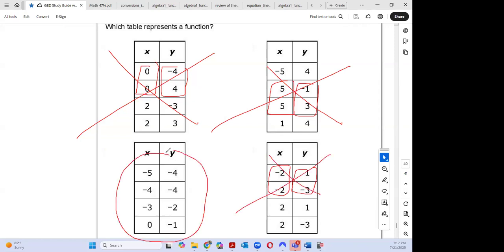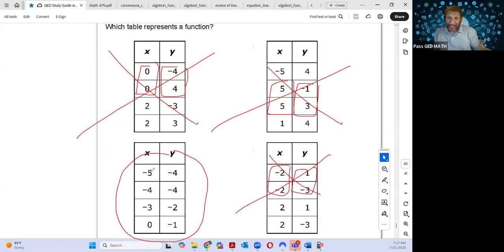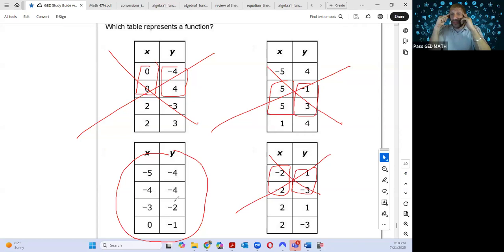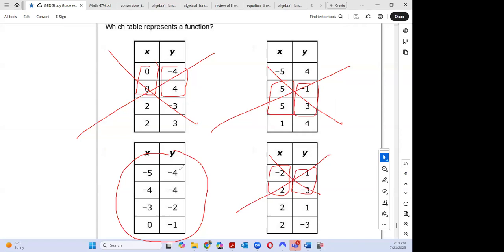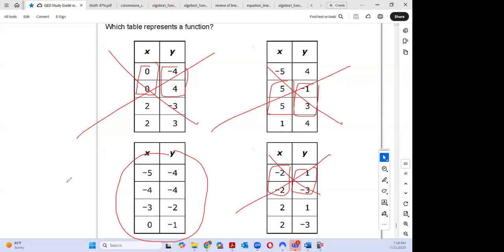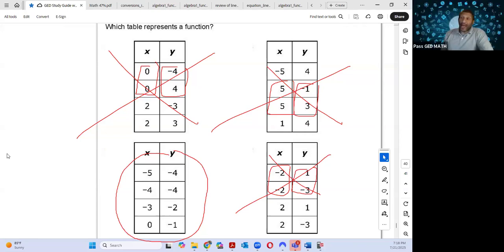This is a function. This is the last one. For every x, when x is minus 5, you only have one y. When x is minus 4, you only have one y. When x is minus 3, you only have one. But people that try to remember this, they say, oh, you can't see a repeat. Oh, I see a repeat, negative 4. No, what can't repeat is your x's. For every x, there's only one y. Guaranteed on every single exam since 2015. Now, how to evaluate?